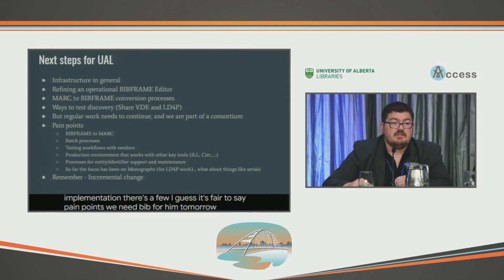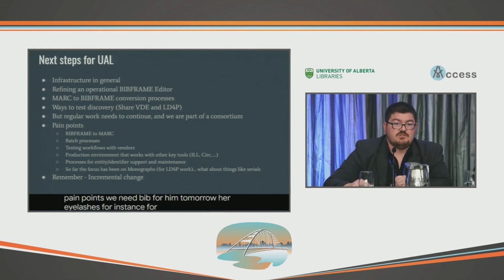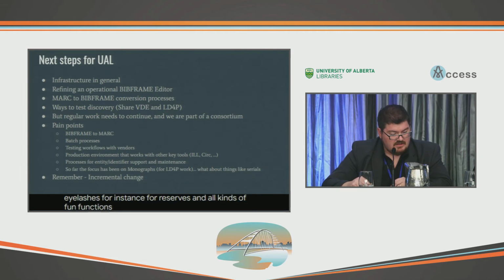We need to support our ILS, for instance, for reserves and all kinds of fun functions. We need to work on batch processing, testing workflows with vendors, having a production environment that works with key tools such as ILL and CIRC and all that. Continue work on entity and identifier support and maintenance.